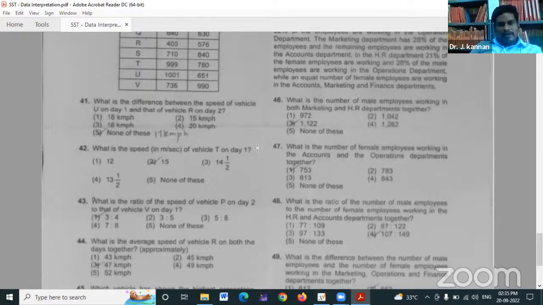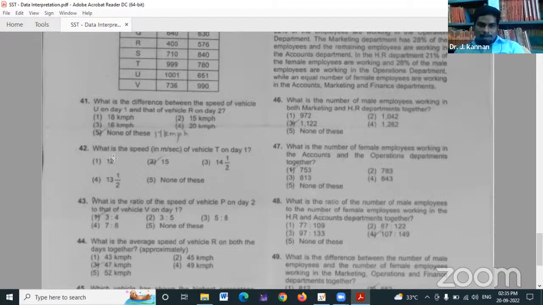So first we find the speed of vehicle U on day 1: speed is distance by time. So distance is 1001 and the time is 15.4 hours. And also in vehicle R on day 2, vehicle R covered a distance of 576 and the time taken is 12 hours. Therefore, 65 minus 48 is 17 kilometer per hour.